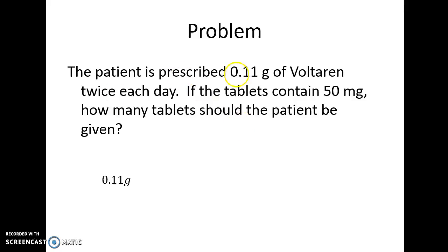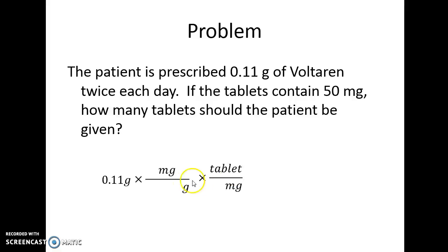We start with the dosage. Notice it says twice each day. A nurse does not give the patient what he needs in the entire day. So you're going to figure out what you would give him at one particular time. We start with the dosage of 0.11 grams. And we're going to want to go from gram to tablet. Well, we have to go from gram to milligram, and then from milligram to tablet. So gram to milligram, milligram to tablet.